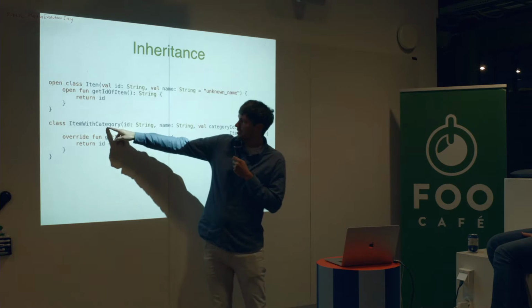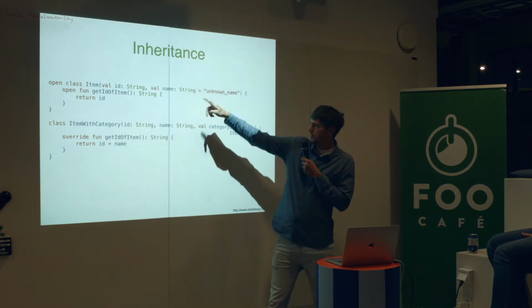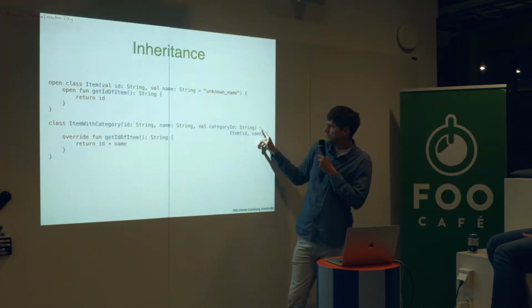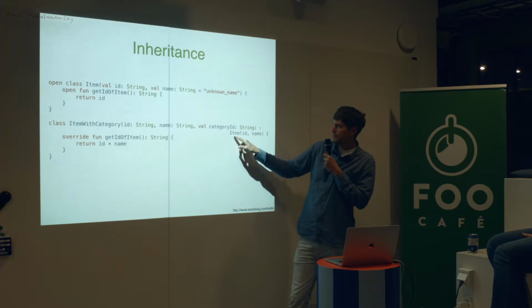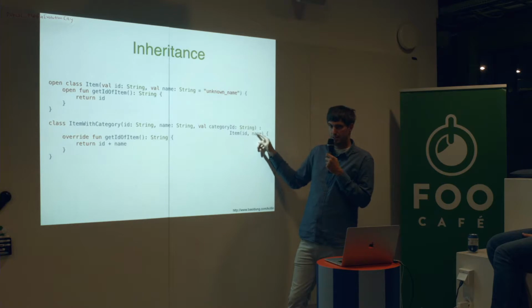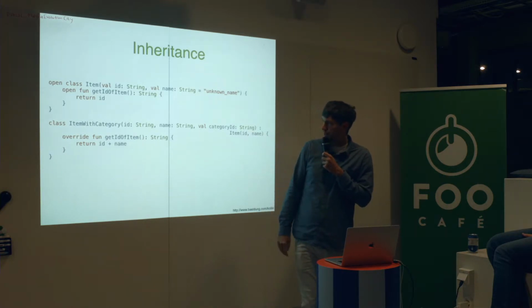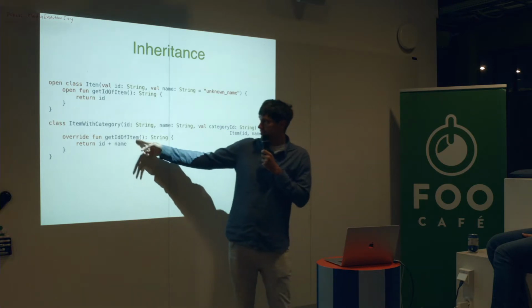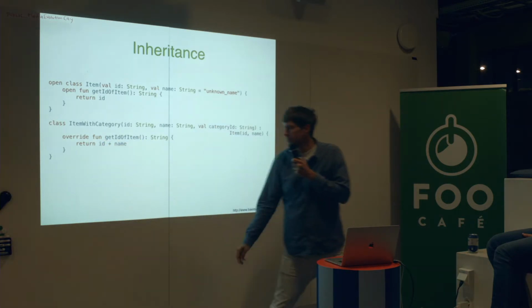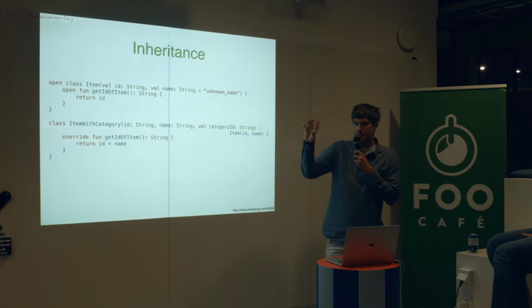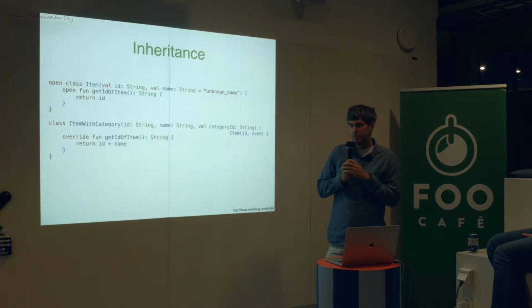And yeah, here we see a class that now extends this item class. You do that with the colon, and then you specify the type, and you supply the arguments to the constructor on the same line. And when you override the function, you specify the override keyword explicitly. So it's kind of the other way around from Java.